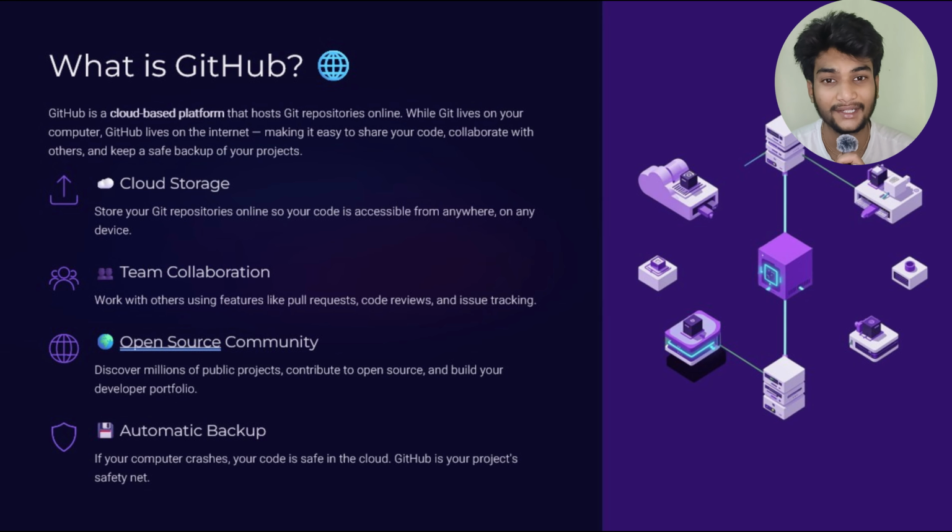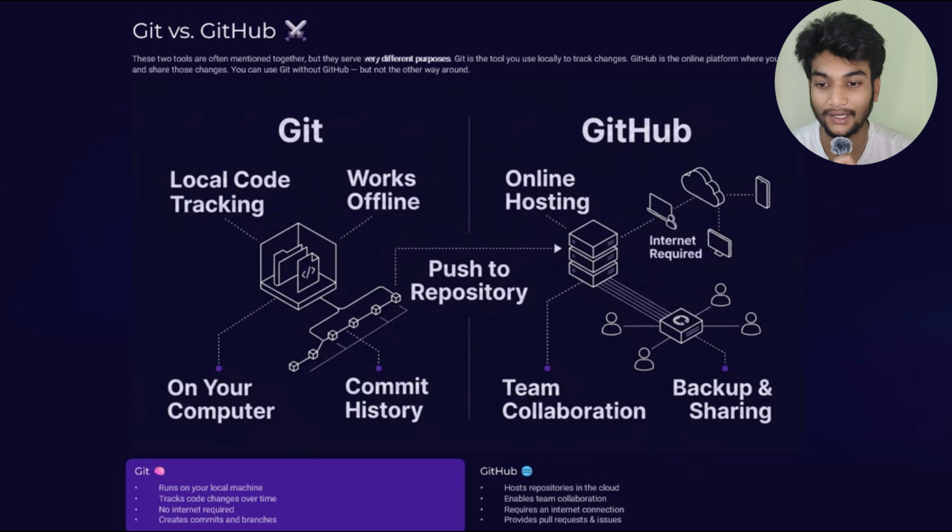Now we have discussed Git and GitHub, so let's check the difference between them. Git is local code tracking, and GitHub is online hosting, like a cloud platform. Git works offline, while GitHub requires the internet. Git we can operate on our computer only, and we can commit the history based on our project and features. GitHub also gives team collaboration, backup and sharing, which we already discussed.